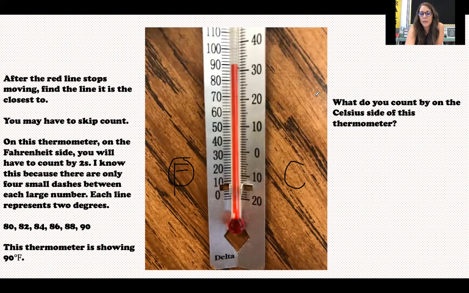All right, so what do you count by on the Celsius side of this thermometer? So that's this side over here. I want you to look and see if you can figure out what I'm going to count by. Do I need to skip count? Am I going to just count by ones? What do you think? I'll give you a second to look at it.